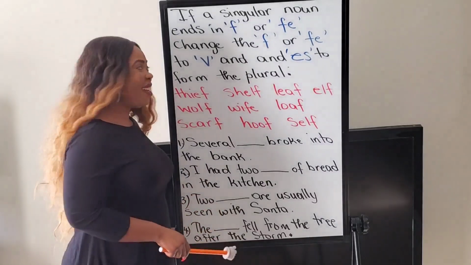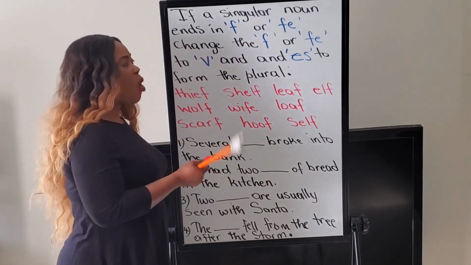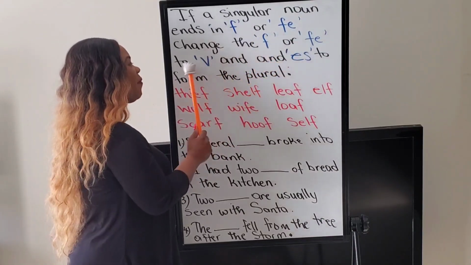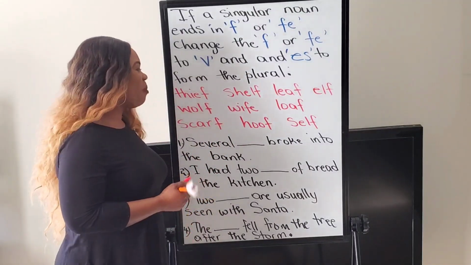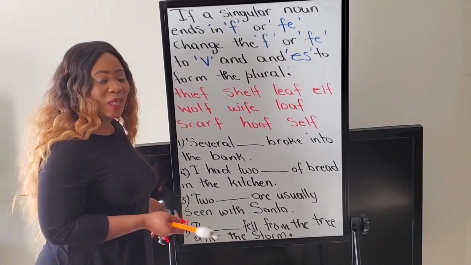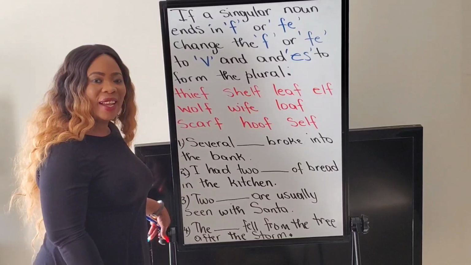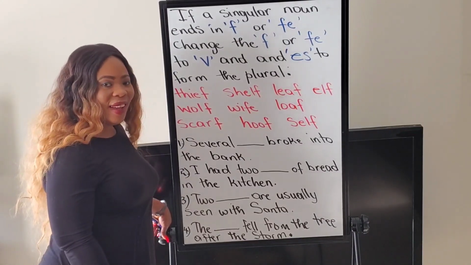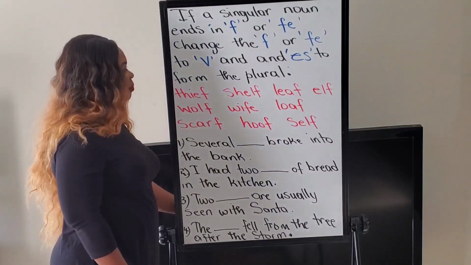Okay, my geniuses. Now, if a singular noun ends in F or FE, change the F or FE to V and add ES to form its plural. All right? So once a singular noun ends with F or FE, you're going to change that F or FE to V and add ES. All right? Let us look at these.